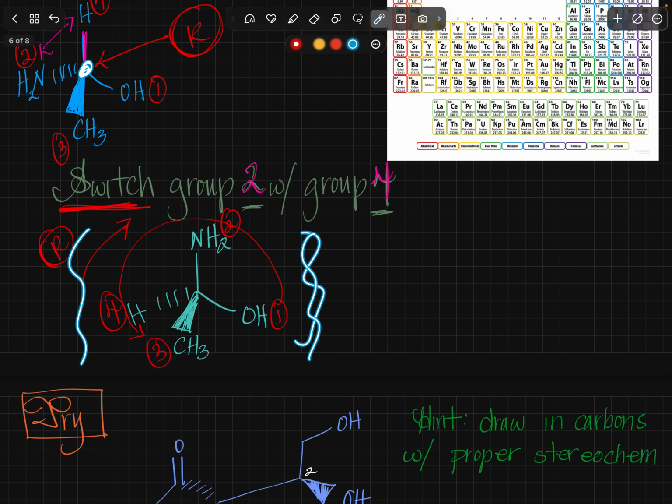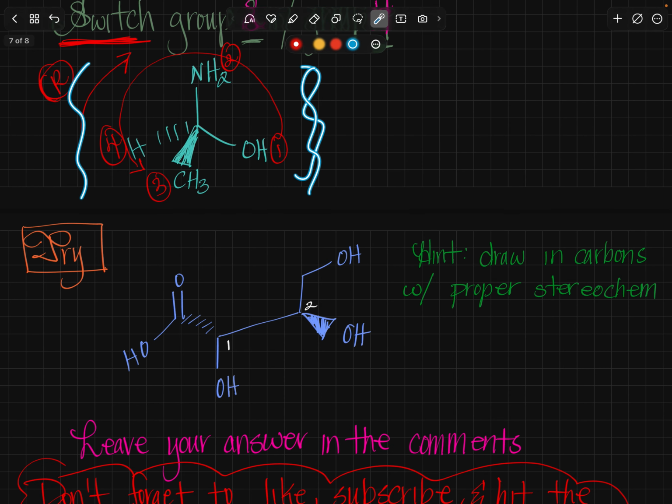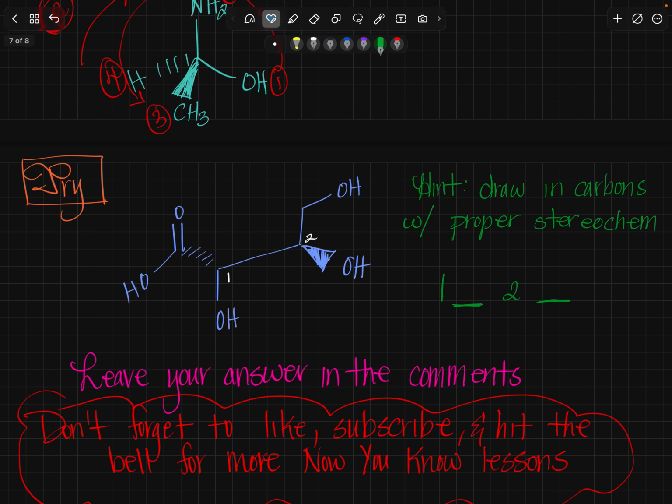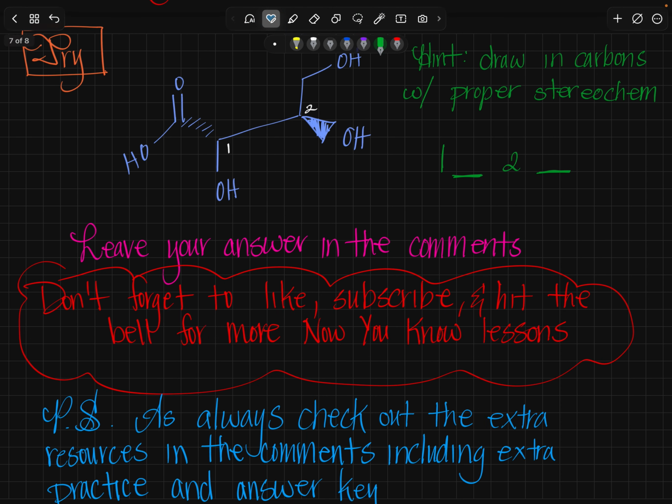So go ahead and try this practice problem. I numbered the 2 stereocenters. So how you're going to do this is, in the comments, feel free to leave your answers as 1 and then whatever R or S designation you have for there, and then 2 and whatever R or S designation you have for there. Like I said, leave your answer in the comments.